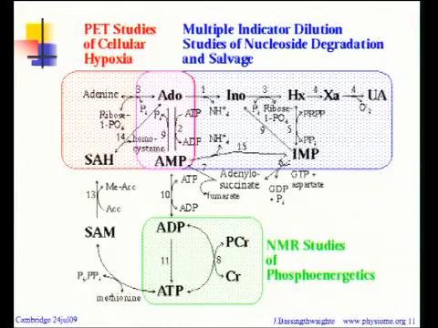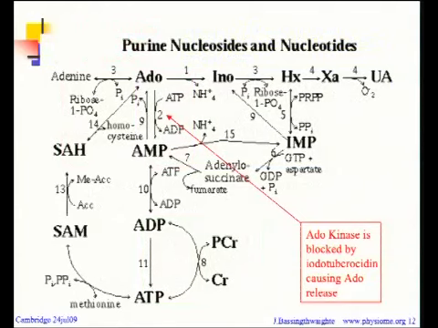So the next part of the talk is on an example of looking at the mixture of anatomy with the physiology. And the setting for it is a set of studies that we've been doing over the years using PET studies for cellular hypoxia, S-adenosyl homocysteine concentration, using multiple indicator dilution studies for nucleoside transformation, adenosine, inosine, hypoxanthine, xanthine, uric acid, a reaction which occurs in endothelial cells and in cardiomyocytes, and using MR to look at phosphorylation events. Now I'm going to cover really only the indicator dilution studies.